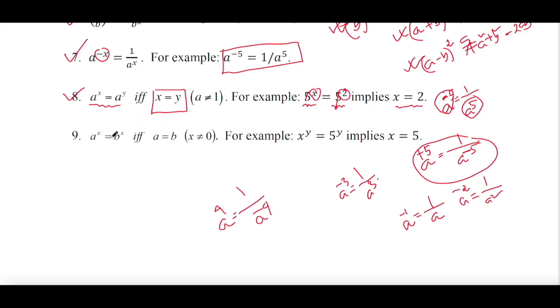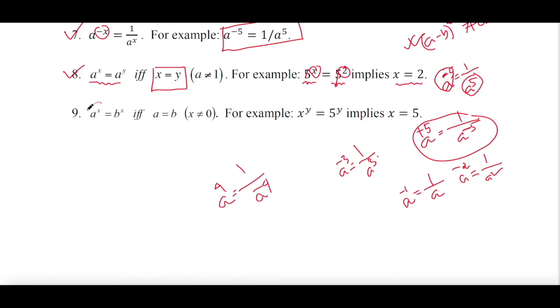Similarly, when the power is the same, a to the power x and b to the power x, or the index is the same, then you can equate their base. a to the power x equals b to the power x implies a equals b. For example, x to the power y equals 5 to the power y. So you can informally cancel y and write x equals 5.